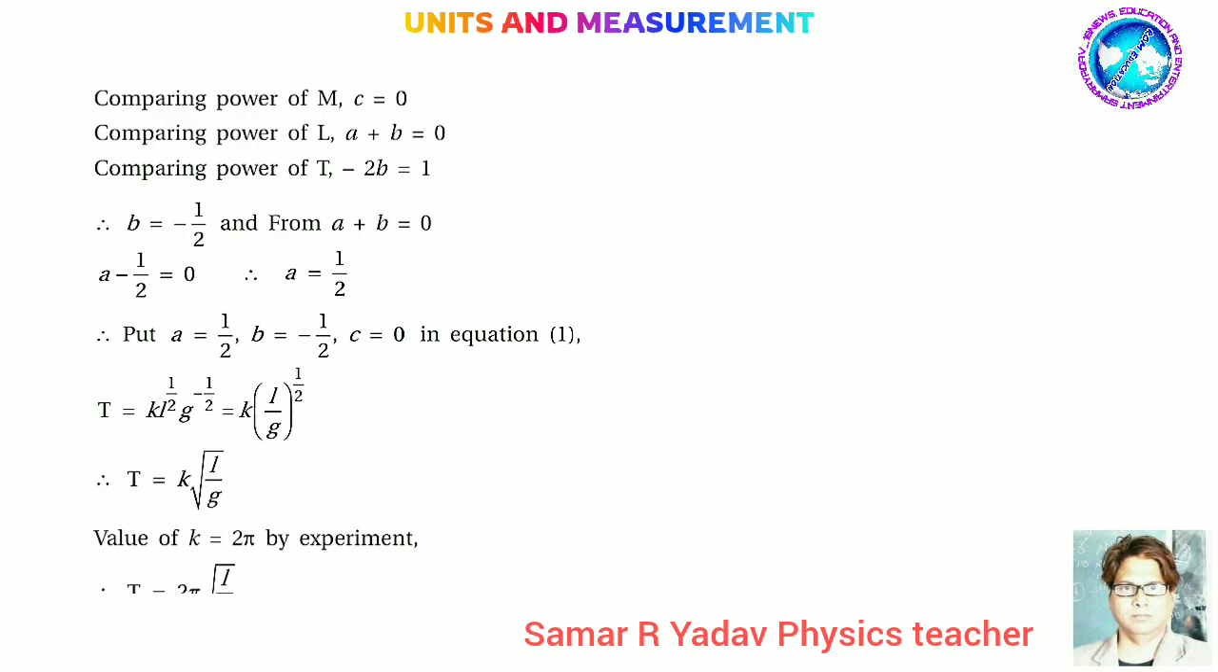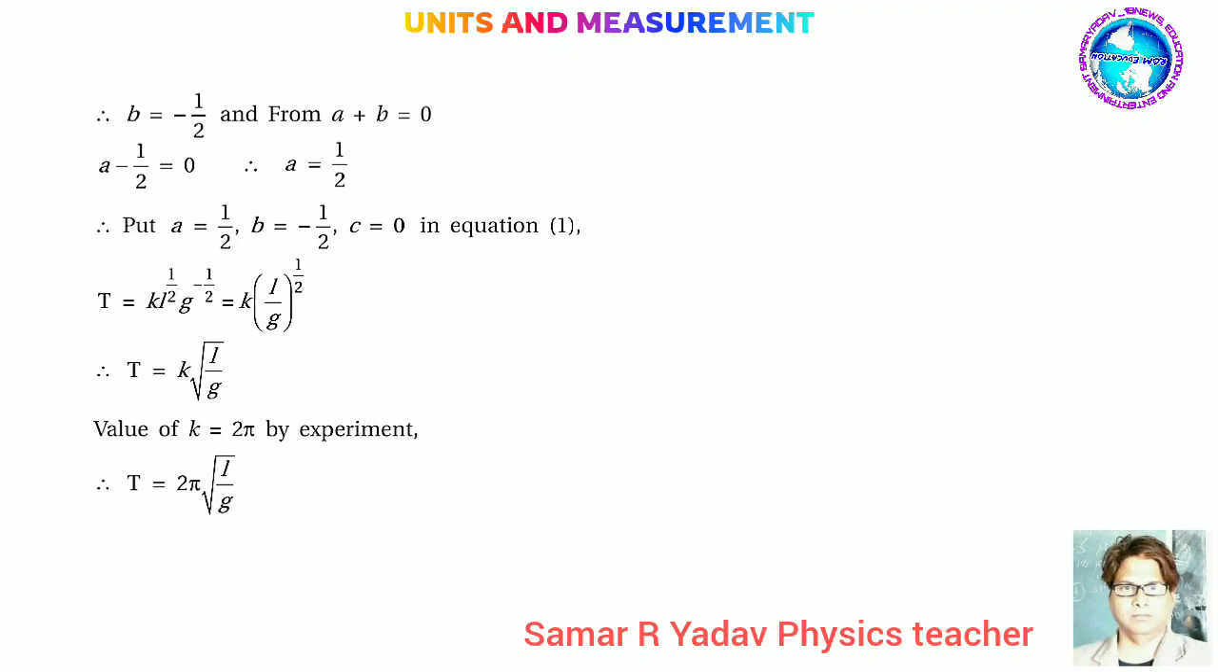Therefore, T = k L^(1/2) g^(-1/2) = k (L/g)^(1/2). Therefore, T = k √(L/g). The value of k is 2π by experiment. Therefore, T = 2π √(L/g).